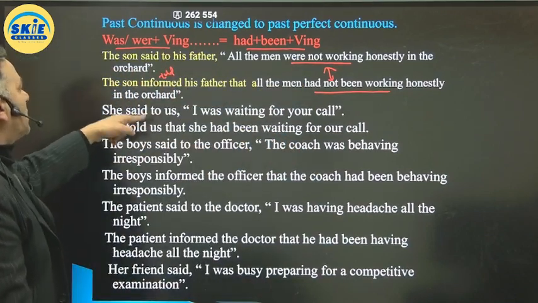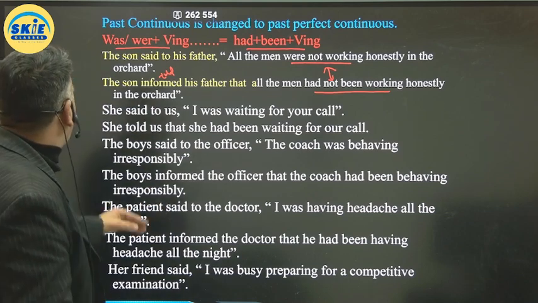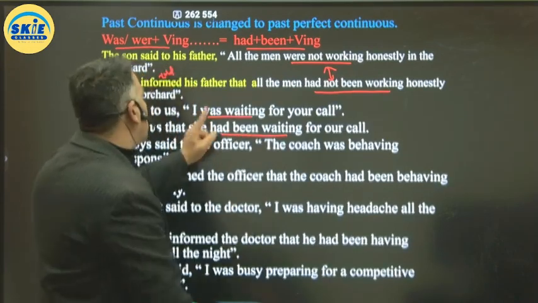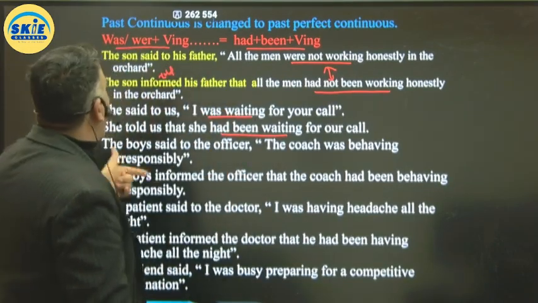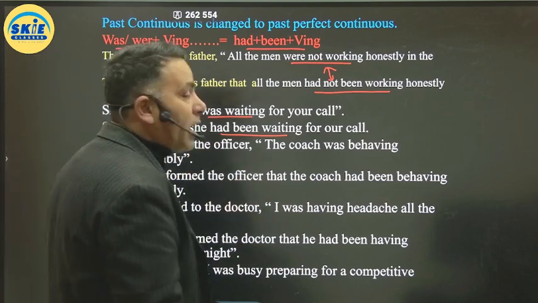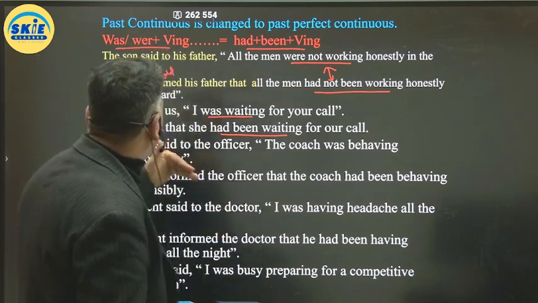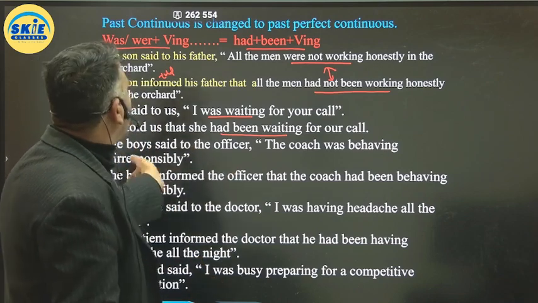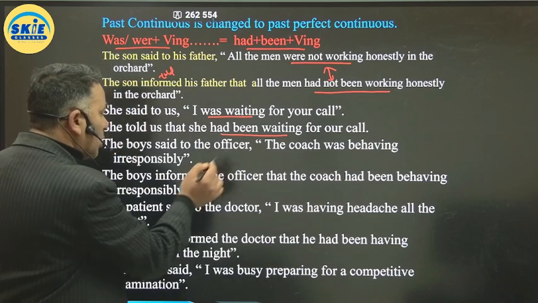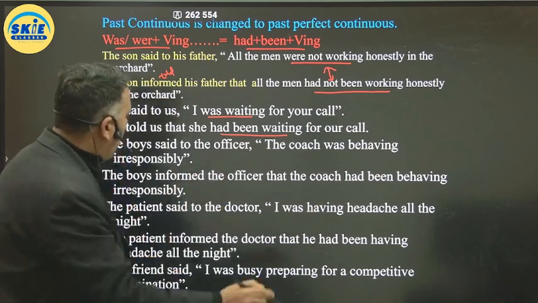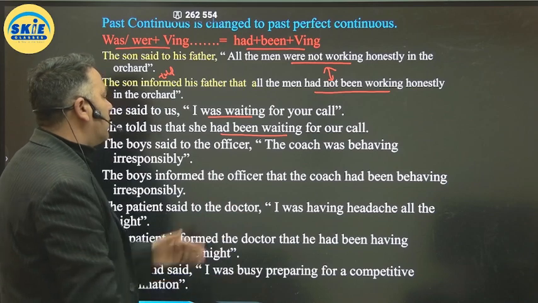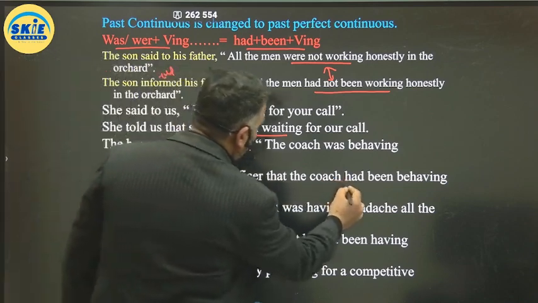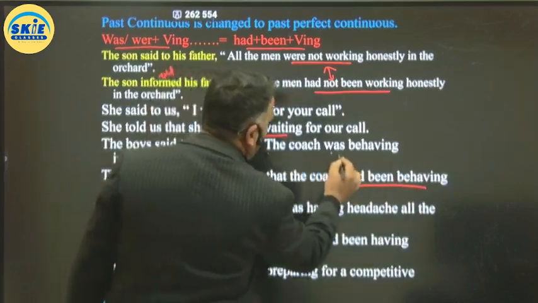She said to us, I was waiting for your call. She told us that she had been waiting. Was waiting is changed to had been waiting. The boys said to the officer, the coach was behaving irresponsibly. The boys informed the officer. You can also say complained, but you can always say told the officer that the coach had been behaving irresponsibly. So, had been behaving, here was behaving.